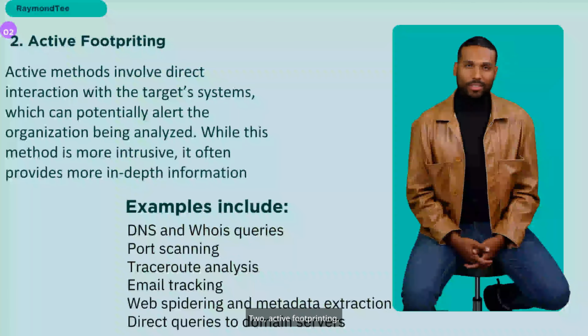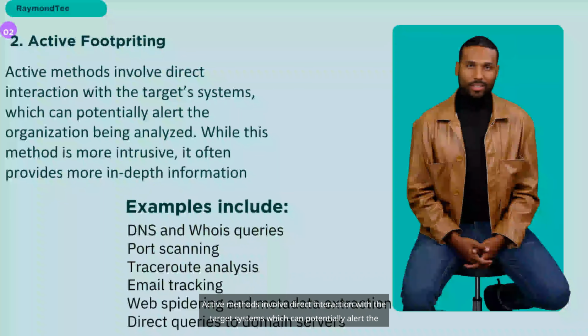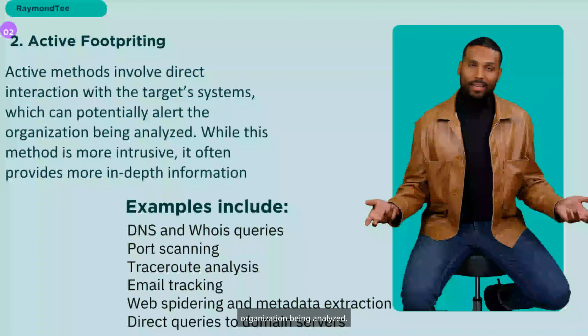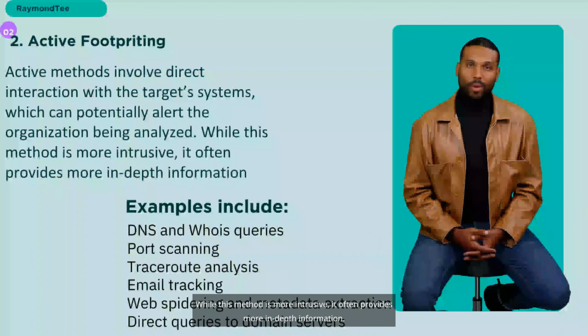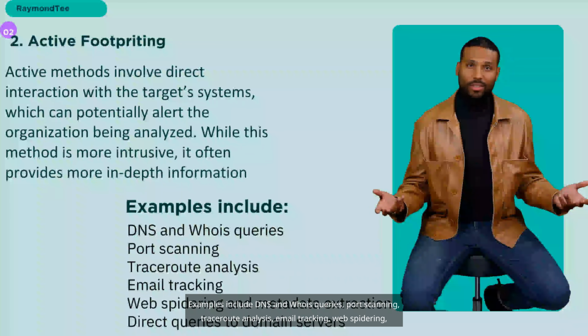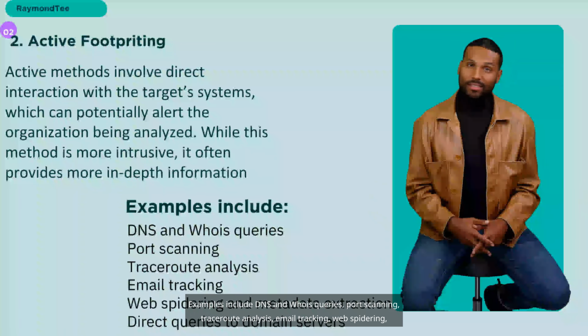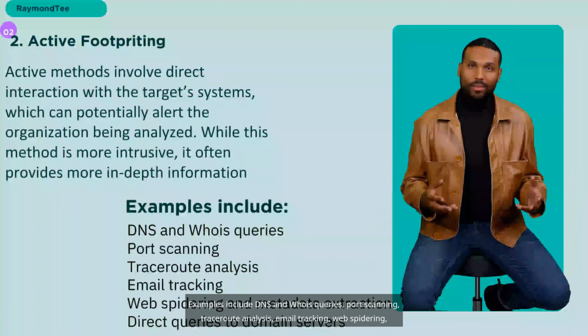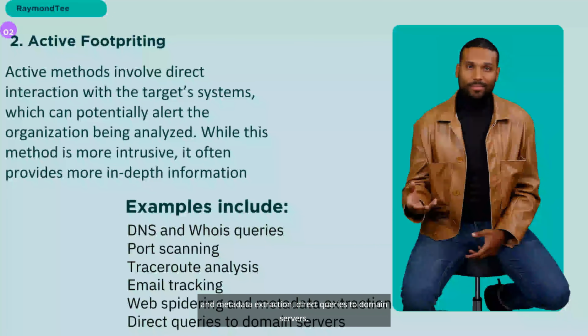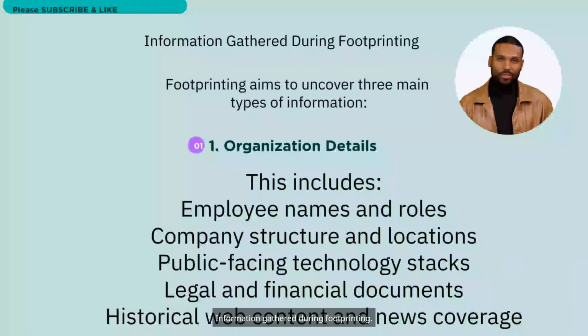2. Active footprinting. Active methods involve direct interaction with the target systems, which can potentially alert the organization being analyzed. While this method is more intrusive, it often provides more in-depth information. Examples include DNS and WHOIS queries, port scanning, traceroute analysis, email tracking, web spidering, metadata extraction, and direct queries to domain servers.